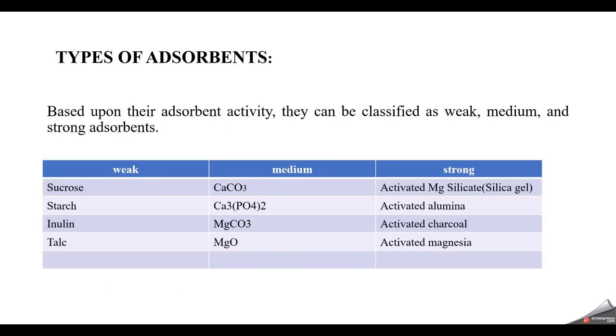Types of adsorbent used, based upon their observed activity, can be classified as weak, medium, and strong adsorbents. The weak adsorbents contain sucrose, starch, inulin, talc. The medium adsorbents contain calcium carbonate, phosphate, magnesium carbonate, magnesium oxide. And the strong adsorbents include activated magnesium silicate, activated alumina, activated charcoal, activated magnesia.